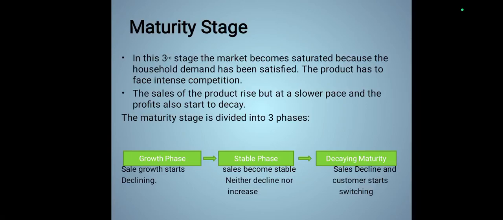The maturity stage is divided into three phases. The first phase is the growth phase, where the sales growth starts declining. The second is the stable phase, where the sales become stable. There is neither a decline nor an increase in the sales. And the third one is decaying maturity, where the sales start to decline and the customers start to switch to other alternative and better products.